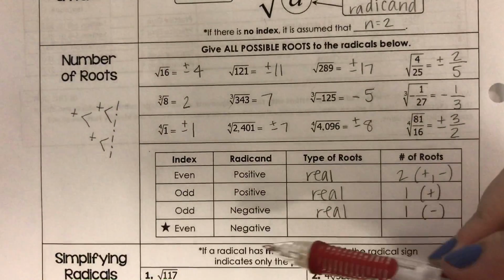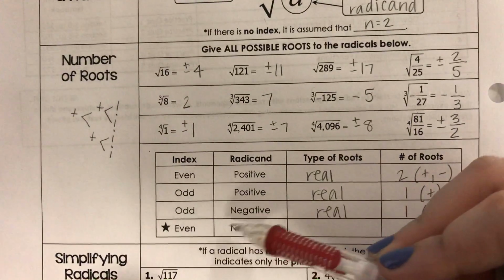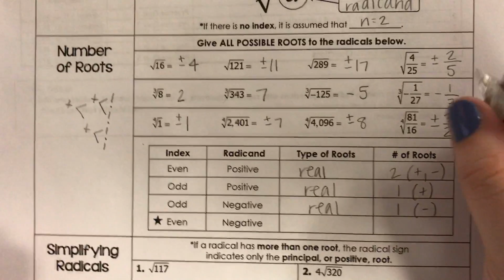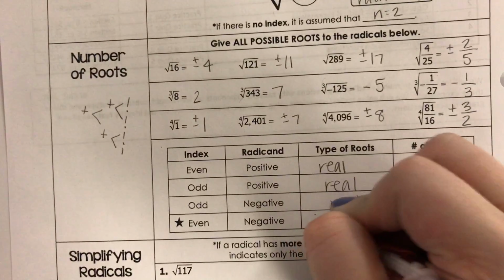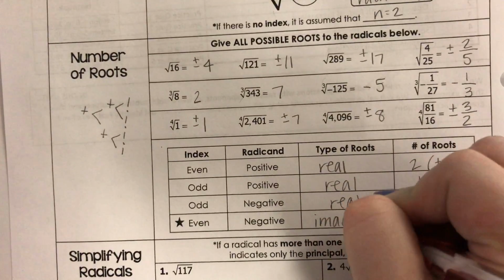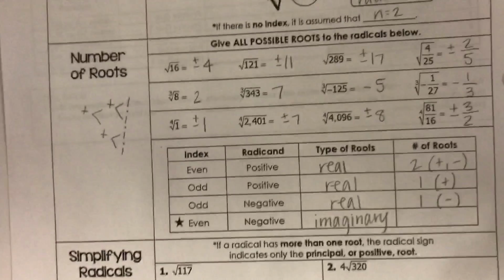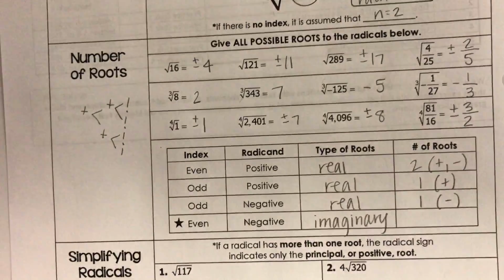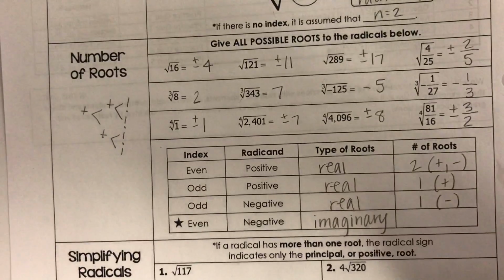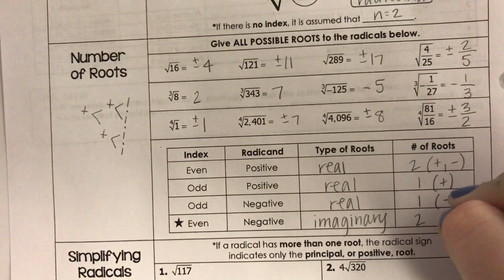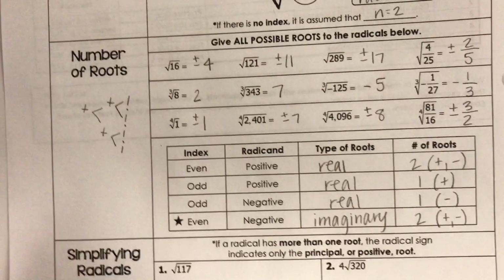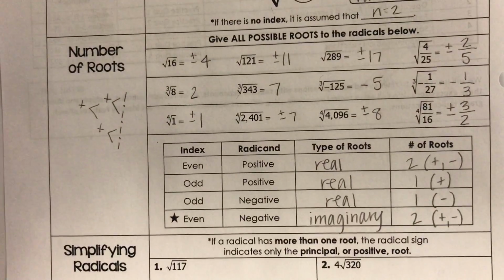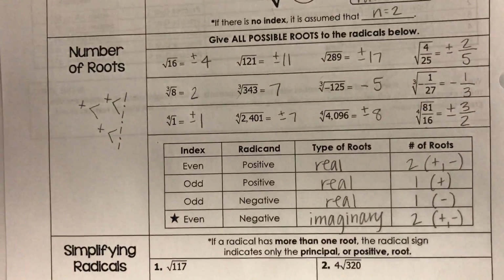If I have an even index and a negative radicand, I have no real roots, I have imaginary. Because I cannot take the square root, fourth root, sixth root of a negative number and get a real number. It doesn't exist. So I have imaginary roots, two of them, a plus and a minus. Okay? All right. So in the next video, we'll do some simplifying.